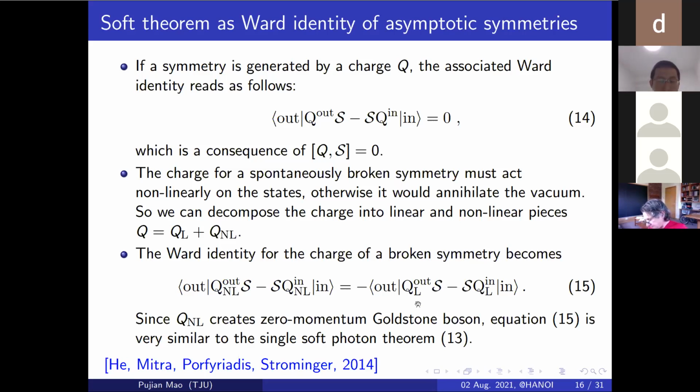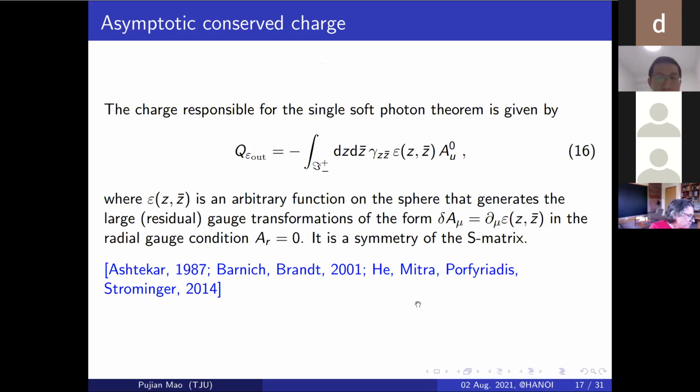And then we just need to specify for different theories, since we only consider the soft photon theorem. So the charge for Maxwell theory is defined in this way, and omega is an arbitrary function on the sphere that generates the large gauge transformation in this form, in the radiation gauge, plus a boundary condition I will give in the next page. So it's a symmetry of the asymptotics.